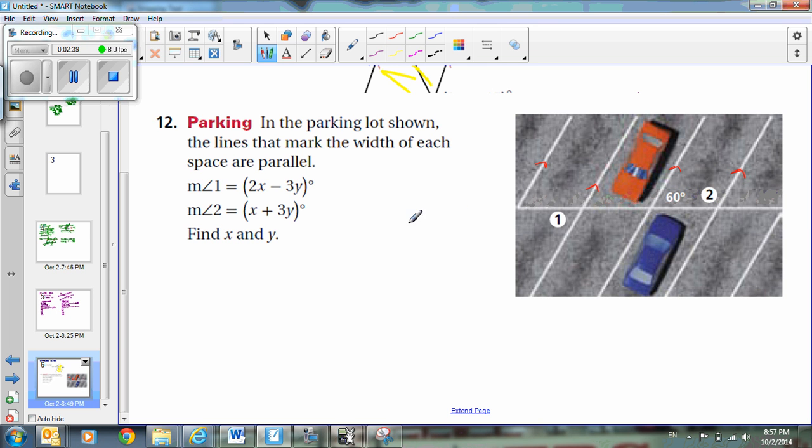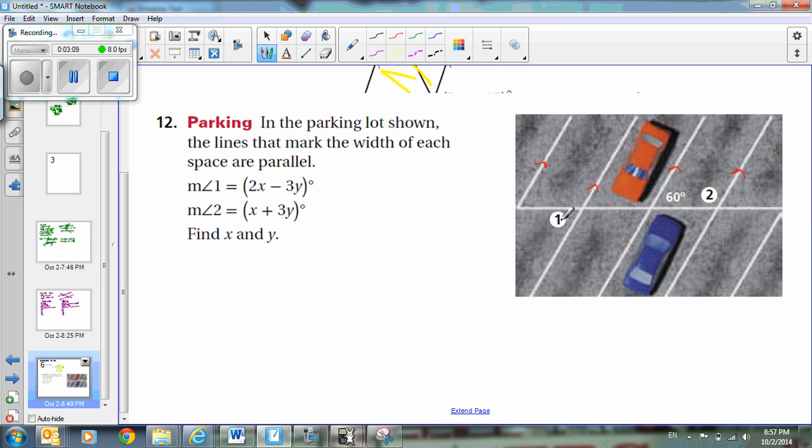We're given that the measure of angle 1 is 2x minus 3y degrees, and that the measure of angle 2 is x plus 3y degrees. Notice we're being asked to find x and y. All right, I have two unknowns. The only way to solve for two unknowns is to write a system of two linear equations. So let's use what we know about angle pairs to see if we can come up with two different equations in x and y. All right, let's start with the measure of angle 1.